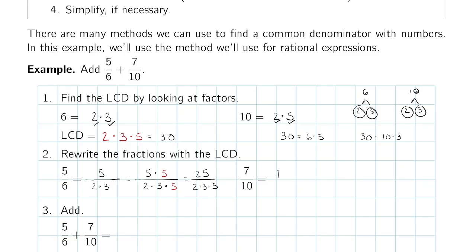7/10, that's 7 over 2 times 5. And I want to write that as something over 2 times 3 times 5. Here the missing factor is that 3. So I need to multiply by 3 in the numerator as well. So here I'll have 21 over 2 times 3 times 5.